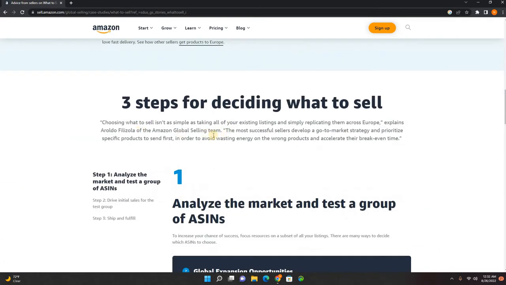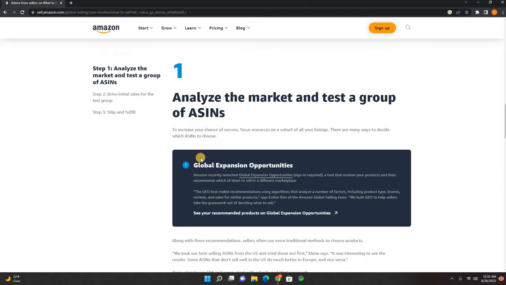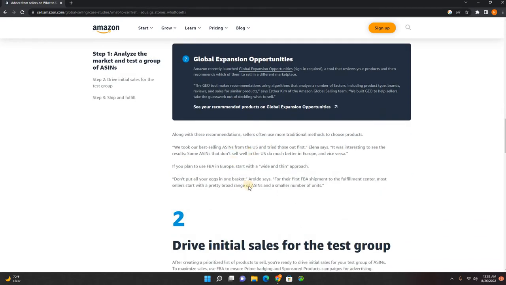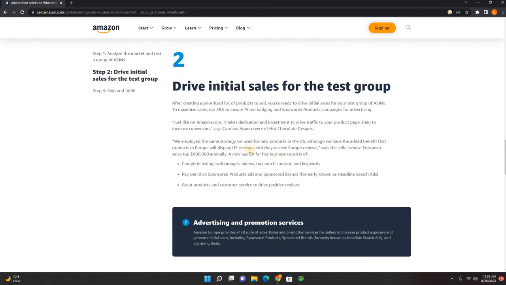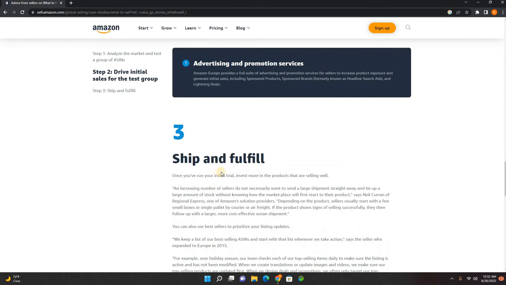Step 3. Okay, so you have to check. This is the main headline, but you have to focus on these. Okay, see, market to test a group of ASINs. Okay, ASIN is a very important level, they are talking about the barcode. Step 1. Step 2, drive international sales for the test group. Okay, ship and Fulfillment by Amazon.